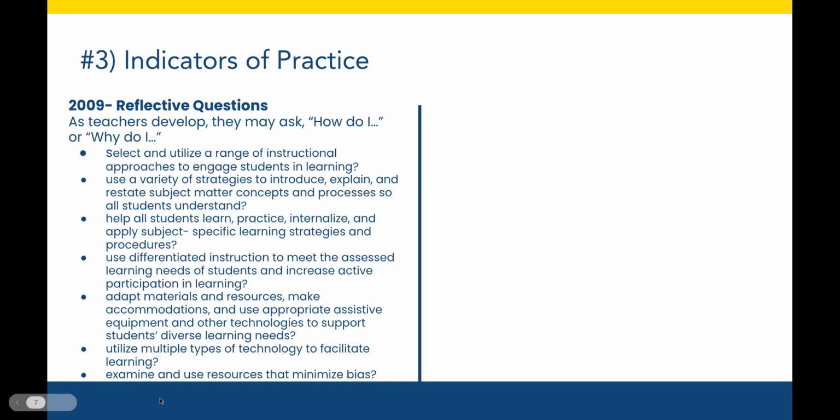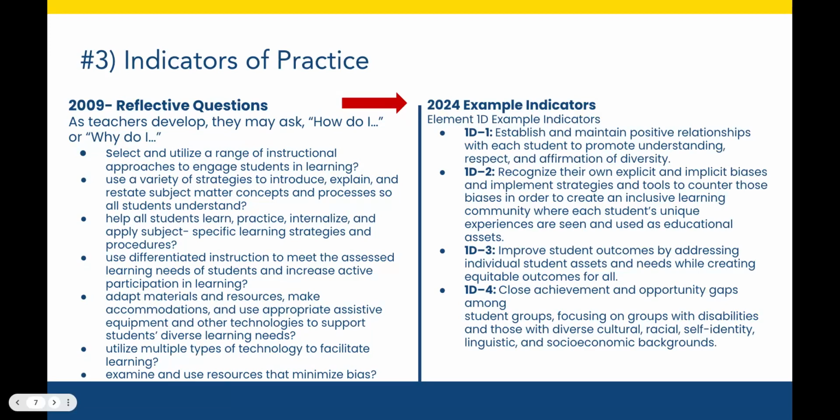In the 2009 version of the CSTPs, there were no indicators of practice. Instead, there were a series of reflective questions that were given at the end of each of the domains. In an effort to provide greater clarity about what each of the elements mean, you're now going to see example indicators. So within element 1D, there are now 4 different possible example indicators, or ways that an educator could show that they're meeting element 1D, equity and diversity.